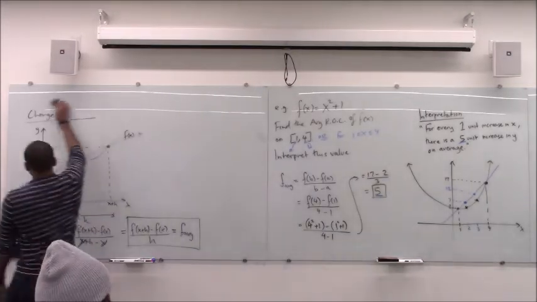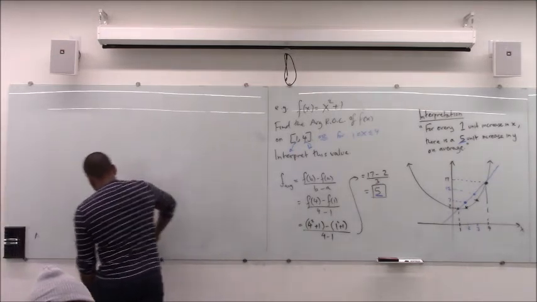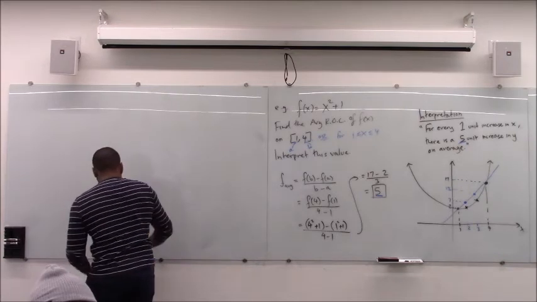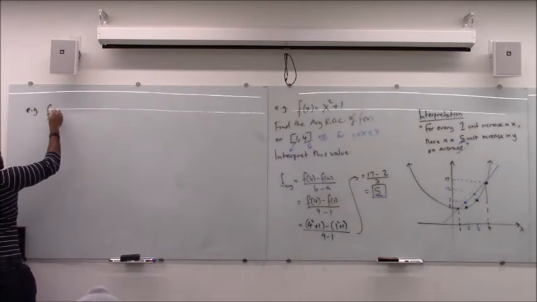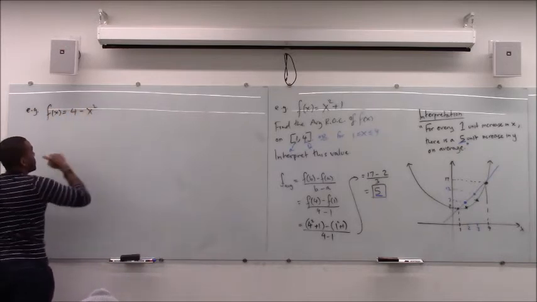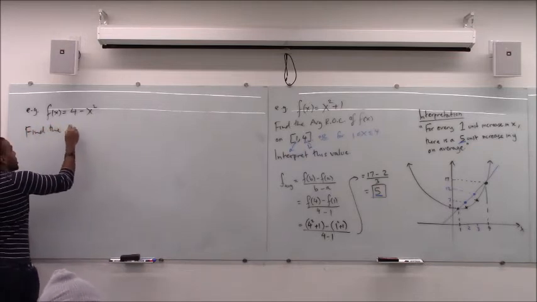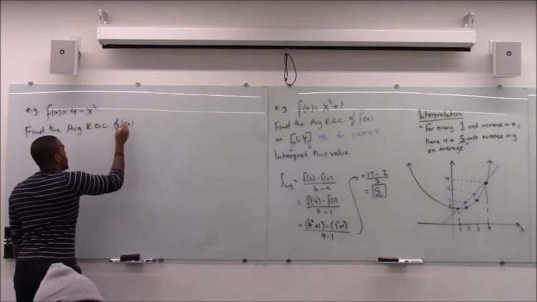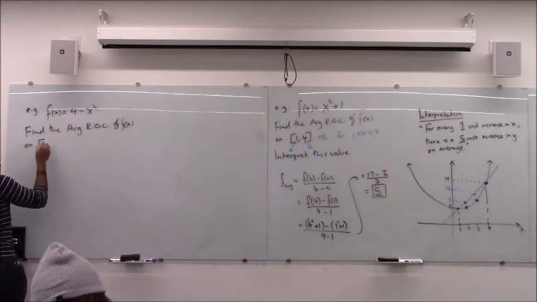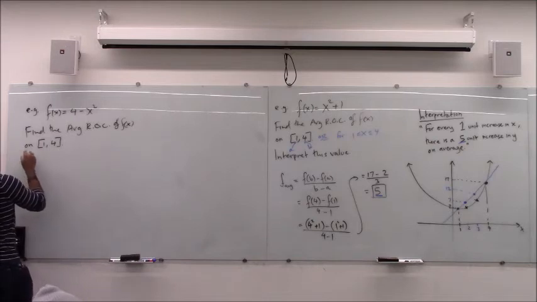Let's look at a slightly different example to give you another important interpretation here. Let's look at this one. Find the average rate of change of 4 minus x squared on, let's do it on the same interval, 1 to 4. Interpret.